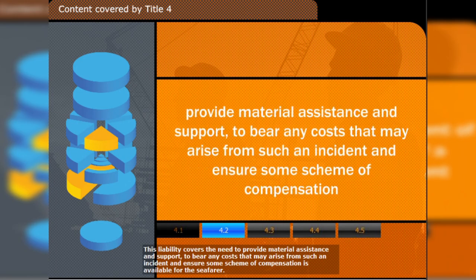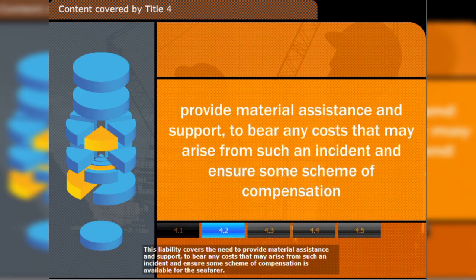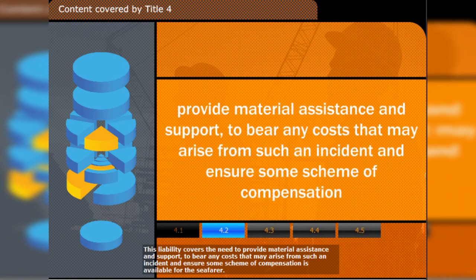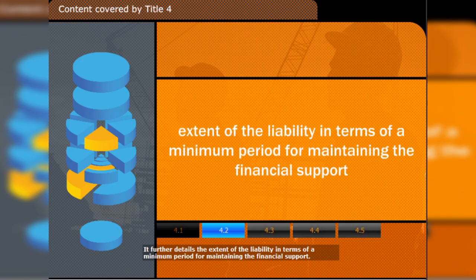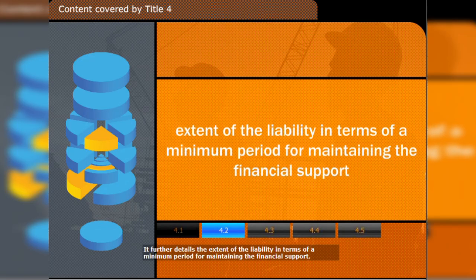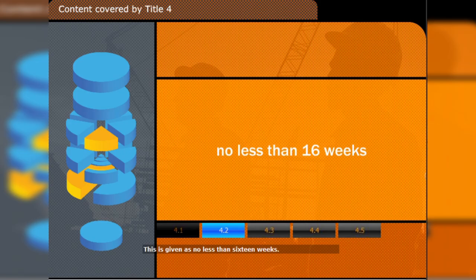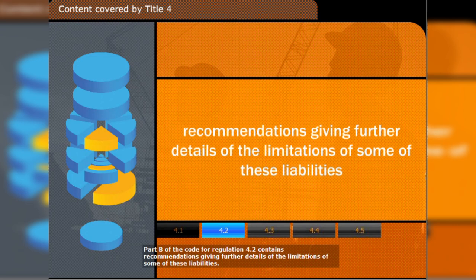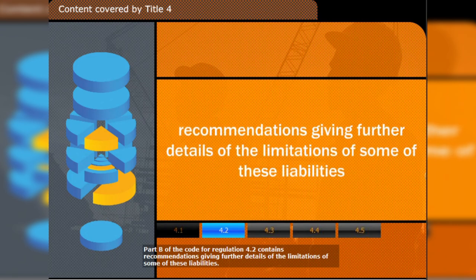This liability covers the need to provide material assistance and support, to bear any costs that may arise from such an incident, and ensure some scheme of compensation is available for the seafarer. It further details the extent of the liability in terms of a minimum period for maintaining the financial support. This is given as no less than 16 weeks. Part B of the Code for Regulation 4.2 contains recommendations giving further details of the limitations of some of these liabilities.